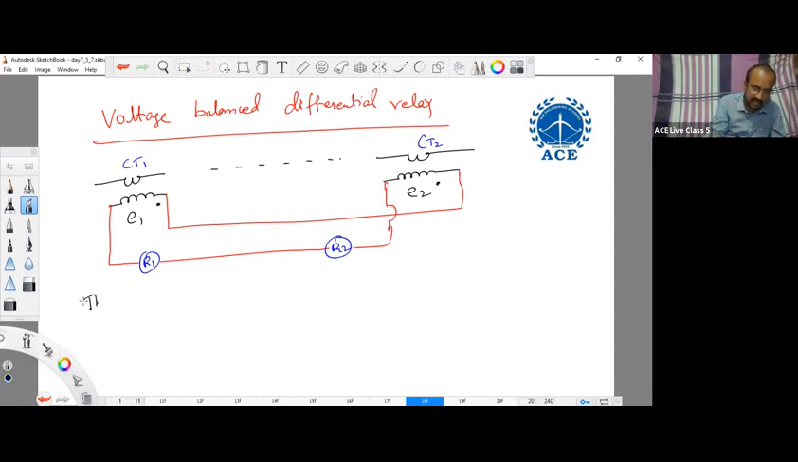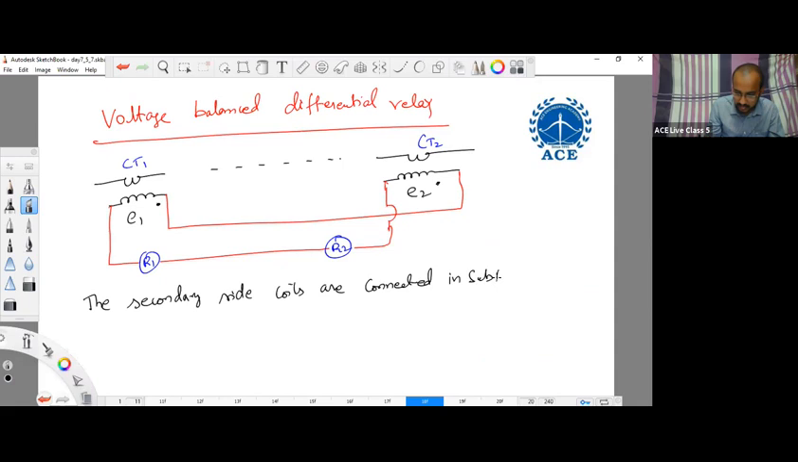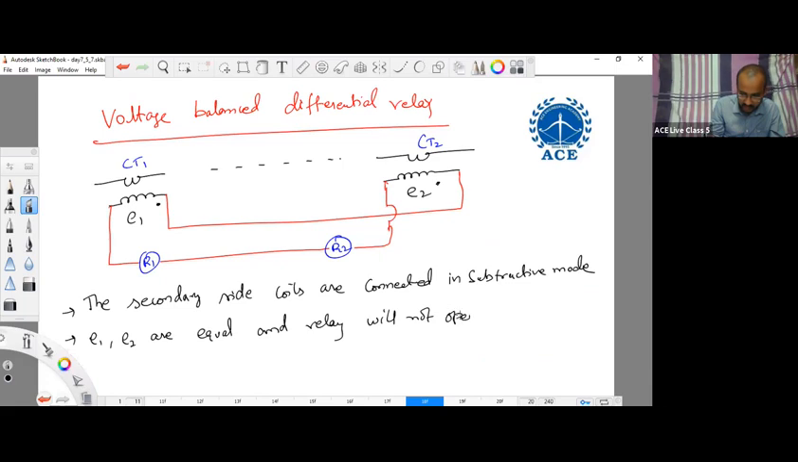The secondary side coils are connected in subtractive mode. So E1 and E2 will be equal, and the relay will not operate.